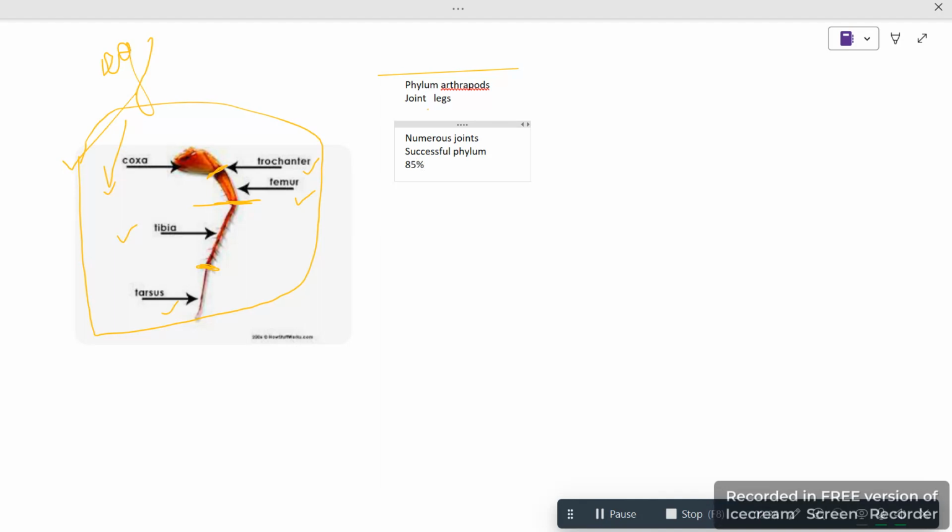So why does the cockroach have a lot of these joints in the leg? Not only the leg but a lot of parts. The leg has them just because this shows high movement.